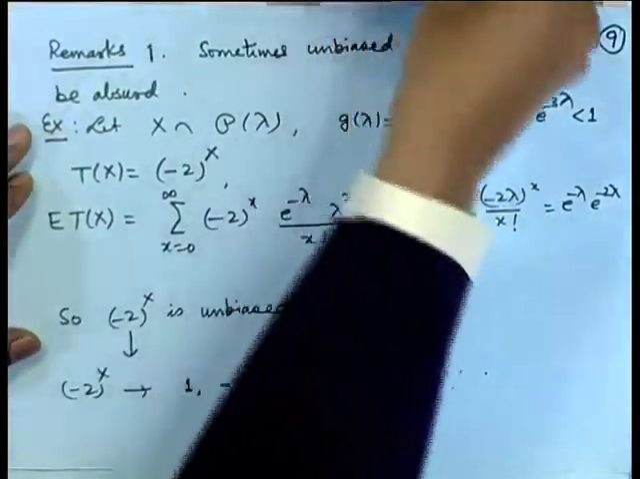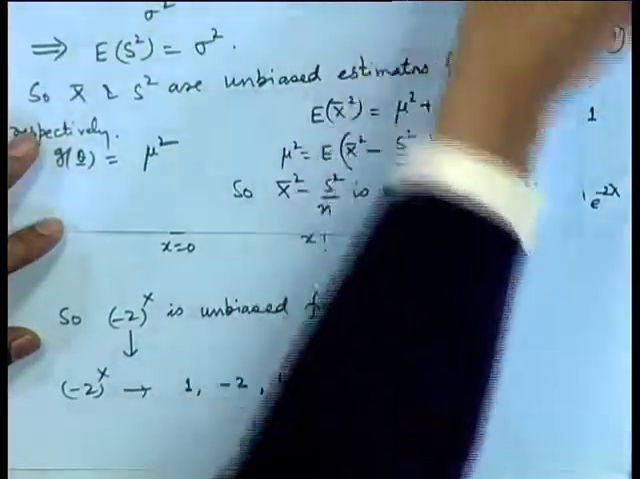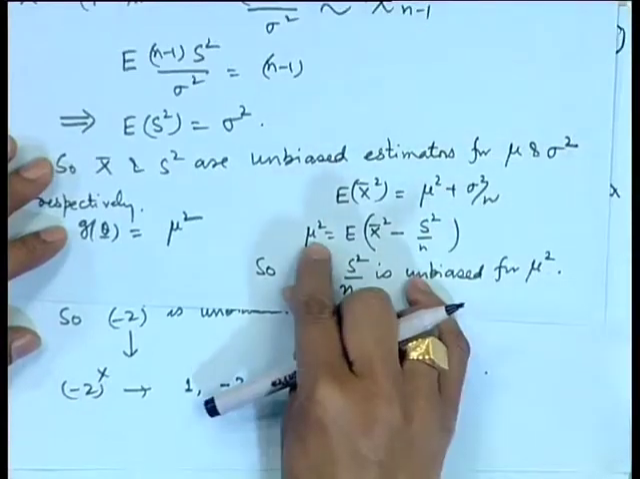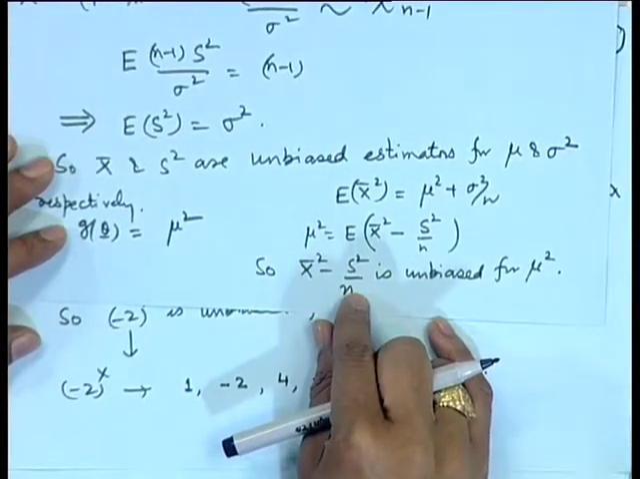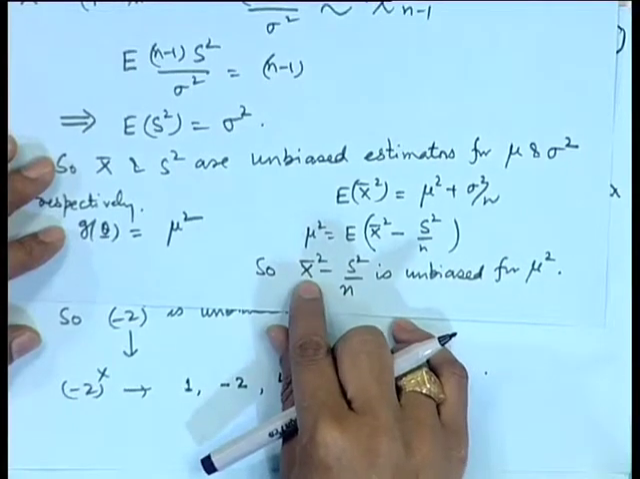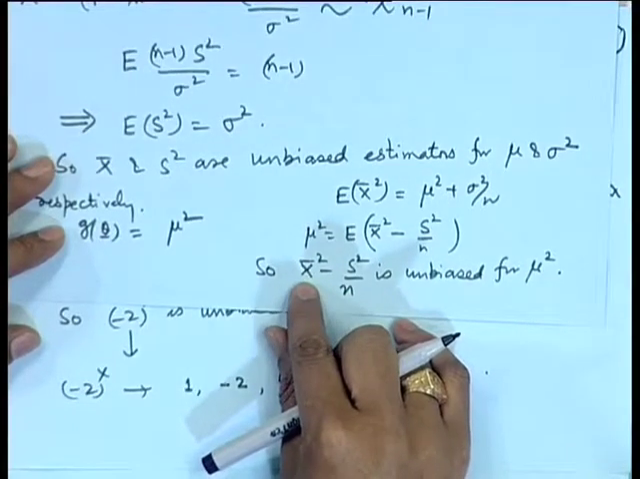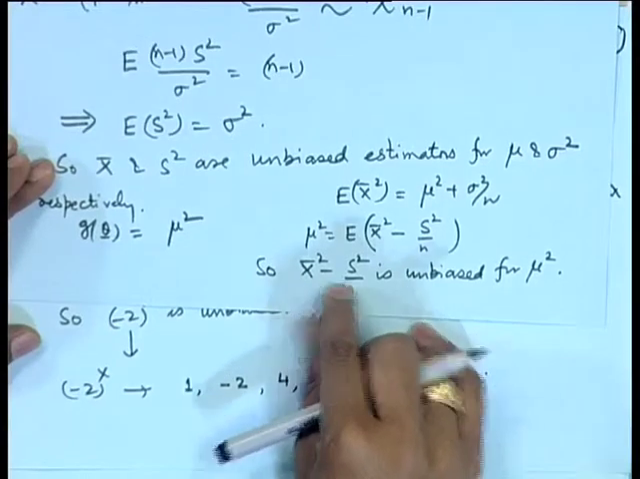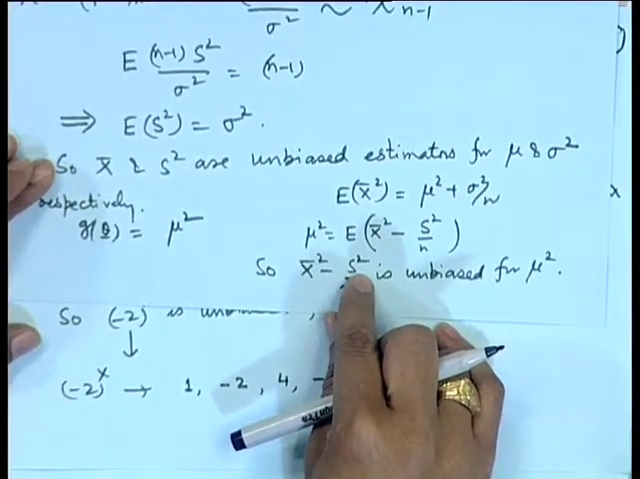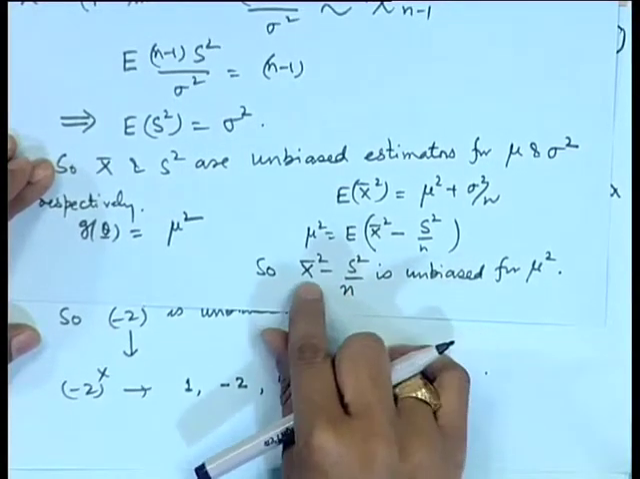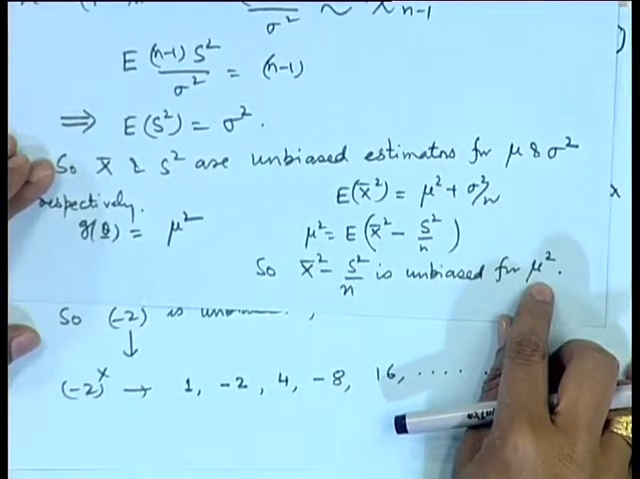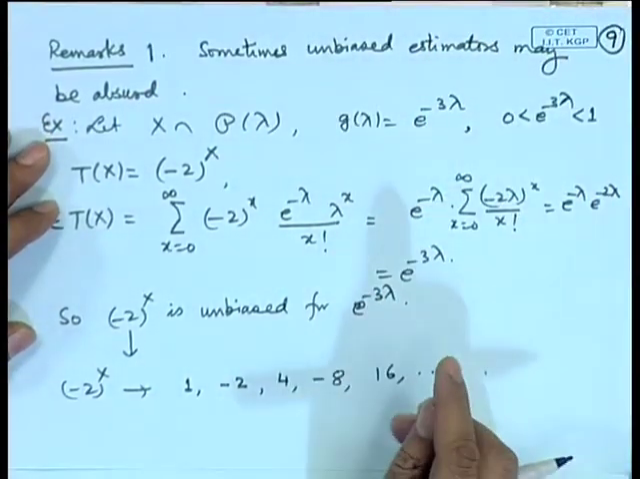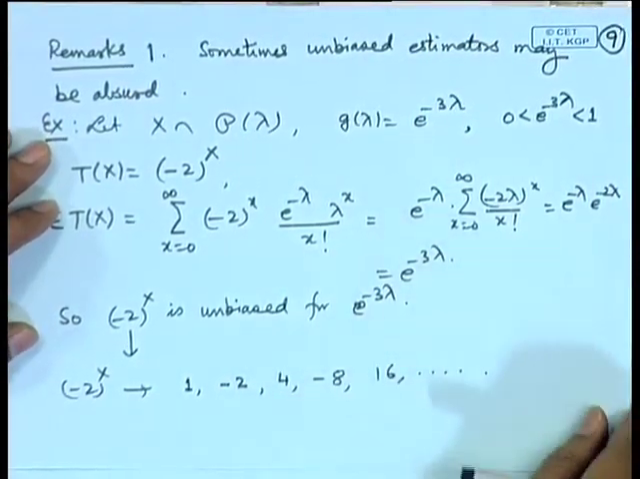You look at another situation. For mu square, I gave an estimate x bar square minus s square by n, but there may be a situation where x bar is maybe close to, say, 0 and s square may be a little larger value. In that case, this may become negative, whereas mu square is always positive. So, this may again give an absurd estimator.